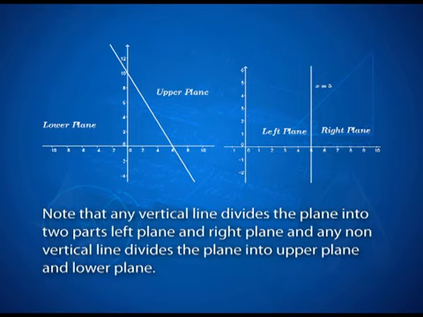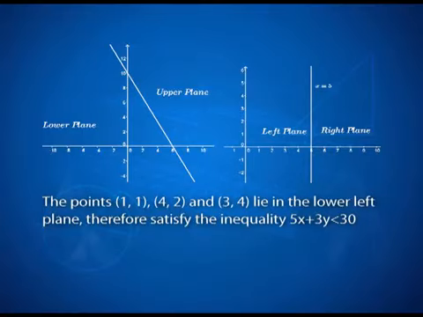Note that any vertical line will divide the plane into 2 parts, the left plane and the right plane, as can be seen here in the figure, and any non-vertical line will divide the plane into 2 parts, the upper plane and the lower plane, as can be seen from the graph here. Considering the same equation 5x + 3y = 30 and considering the points (1, 1), (4, 2) and (3, 4), observe that these 3 points lie in the lower left plane and therefore, they would satisfy the inequality 5x + 3y < 30.